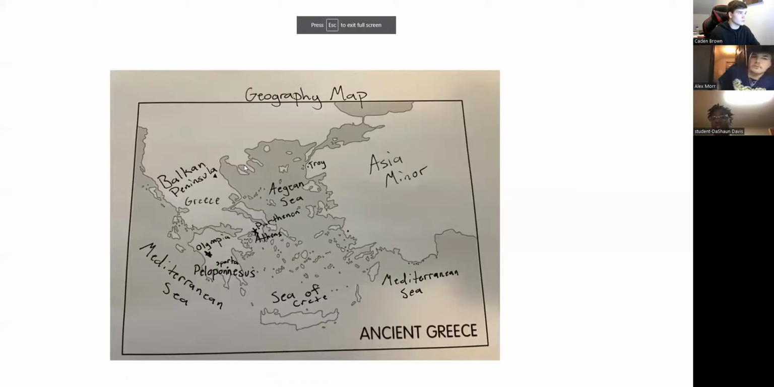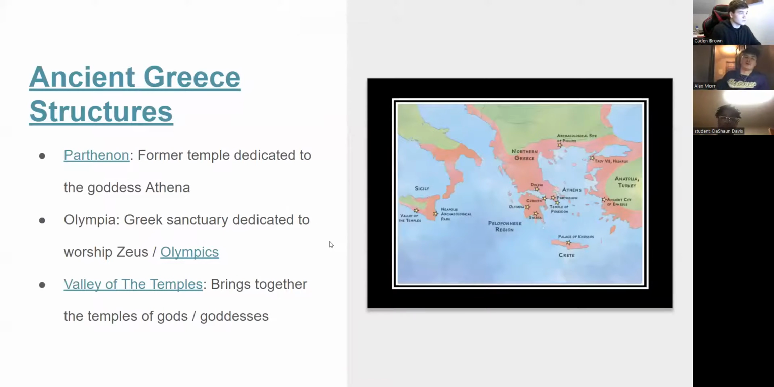And I'll just add on to this. Going back quick. Okay, so Didi explained that. We have a map. This would be something that we could point out to our students and show them where these ancient structures and famous places are located around Greece, things like that.